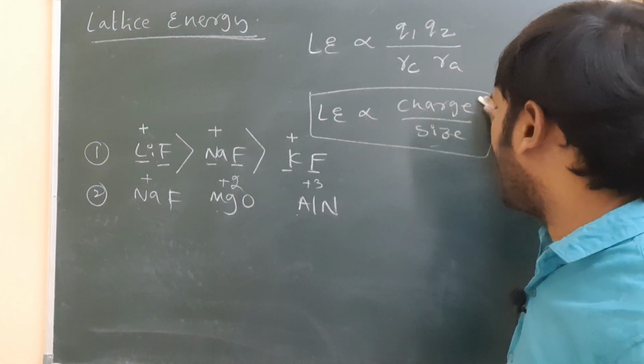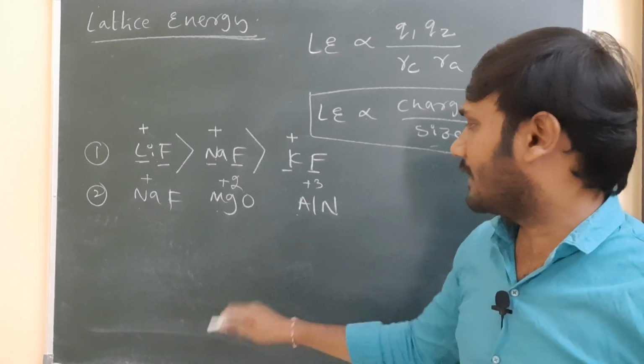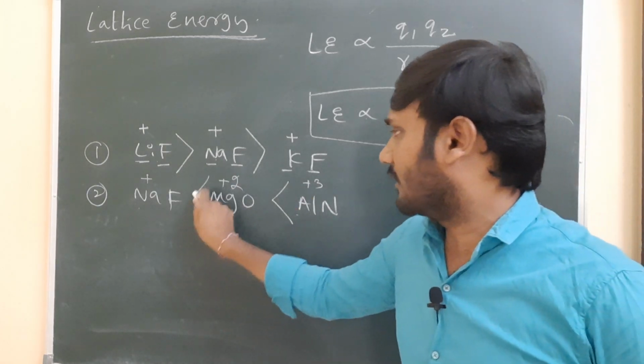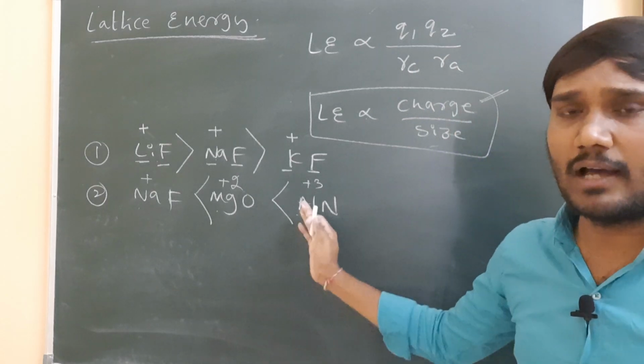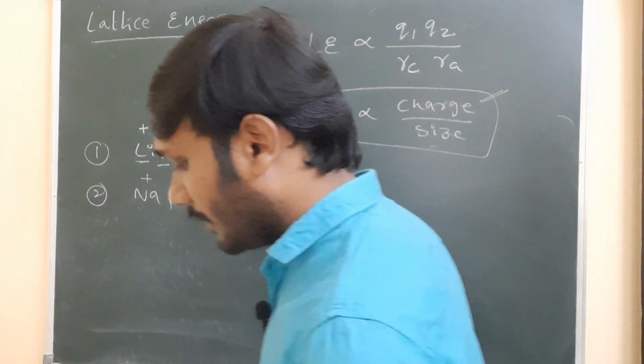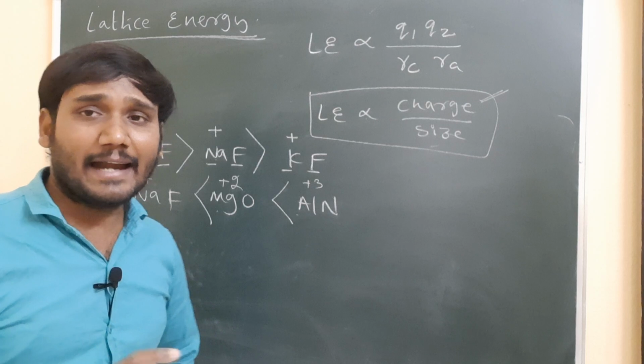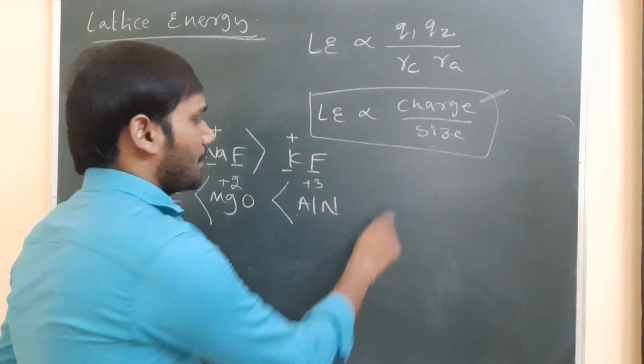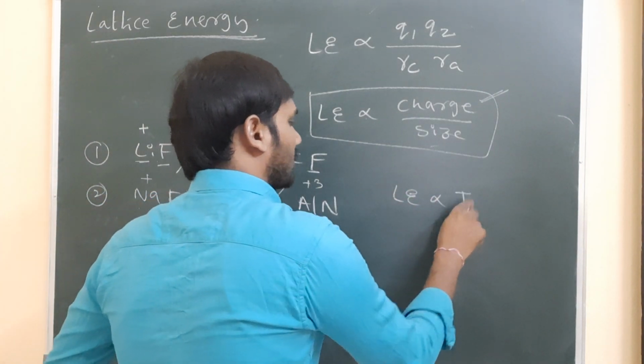Let us see, lattice energy is directly proportional to charge. Where the charge is more, aluminum's charge is more, so the lattice energy of aluminum nitride is more. So this is about lattice energy. And lattice energy is directly proportional to stability.